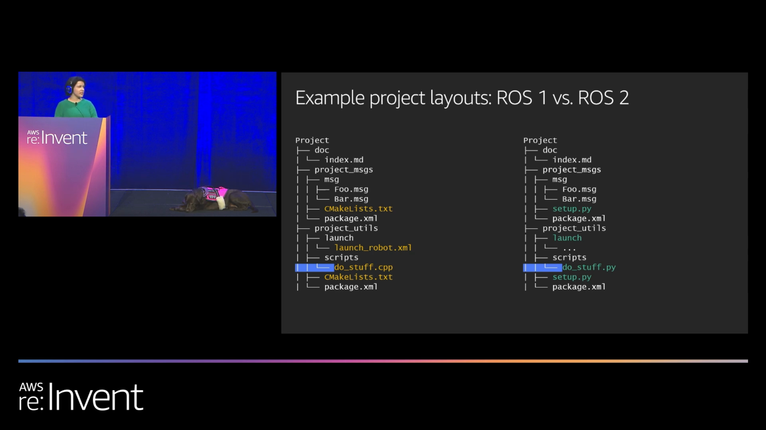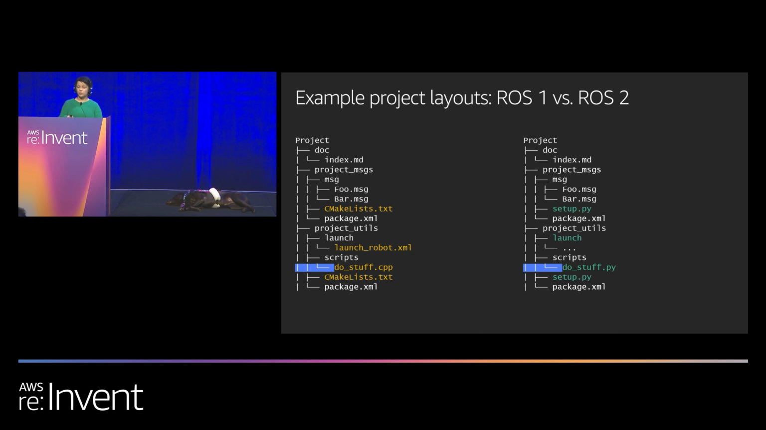For example, if you're looking at the sample project layout, you'll notice that I have a sample script file called do_stuff, and on the left side it's a C++ file, and on the right side I have a Python file. The yellow is supposed to represent a sample project layout in ROS 1, and the right-hand side is a sample project layout in ROS 2. In general, there are a lot of C++ projects used for robotics. A lot of people also use Python.